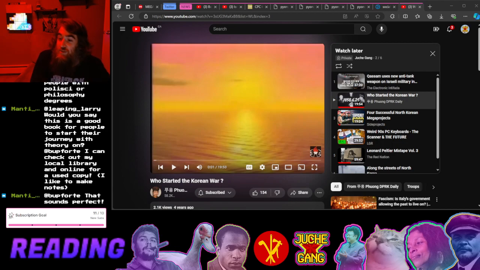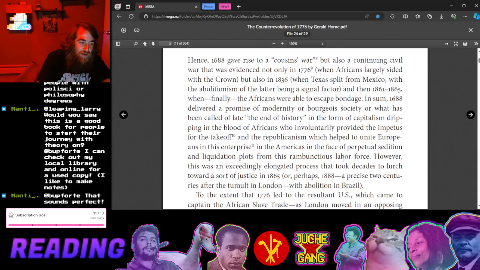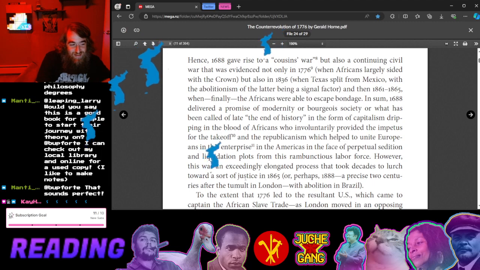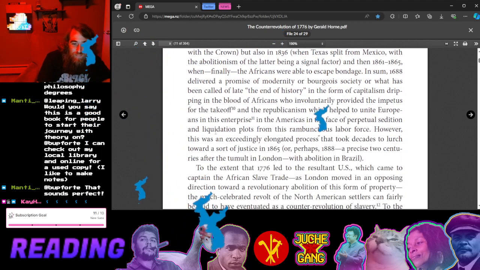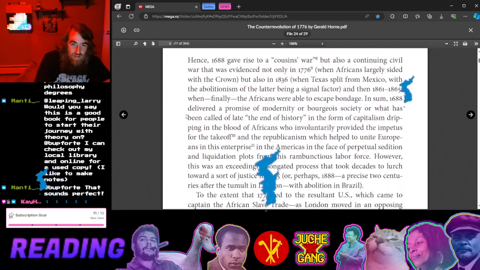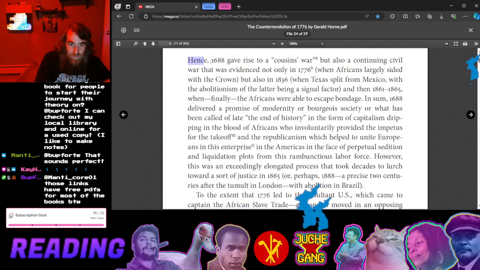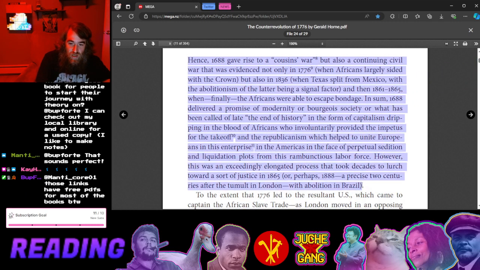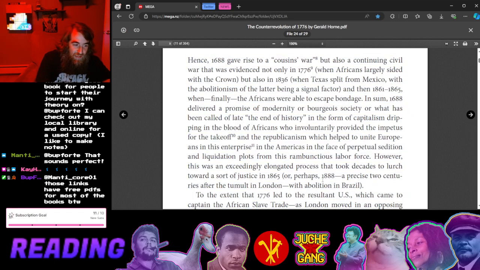I would say this book is a good book for people to start their journey of learning the truth about America. If you want to learn about the actual truth about America and its historical position regarding the development of humanity as a whole, this is the book. So it's very good. And that's why I am going to start this part right here over again, where he's talking about how 1688 marks the beginning.